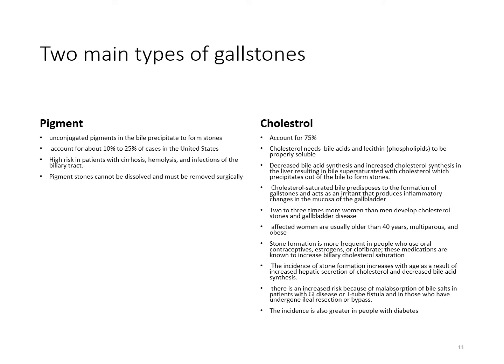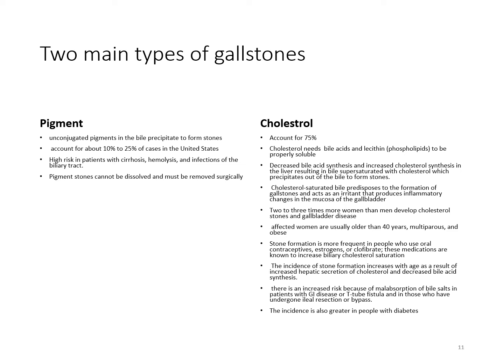All right, so this is a slide that basically talks about the types of stones that you can get, and he's talking about one of them as being pigment and the other as being primarily cholesterol. So here you're getting unconjugated pigments in the bile. They precipitate and they form stones.